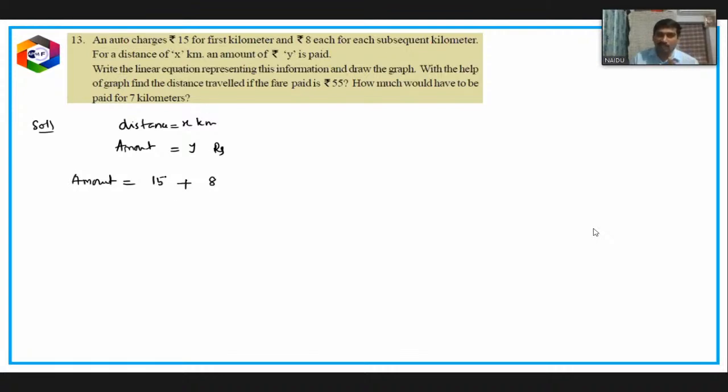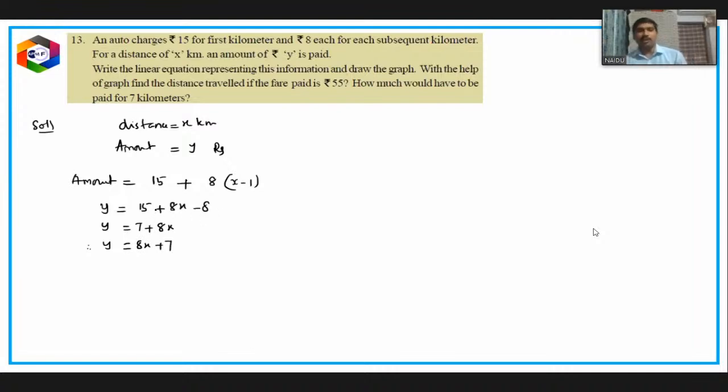So the first kilometer 15 is calculated. Out of the x kilometers, the remaining are x minus 1 kilometers. And for this x minus 1 kilometers, each kilometer is 8 rupees. Is it clear or not? So this will be the total amount. The total amount is y. So 15 plus 8x minus 8. Now y is equal to 15 minus 8, which is 7, plus 8x. That's all. So 8x plus 7 equals y, or y is equal to 8x plus 7 is the equation.